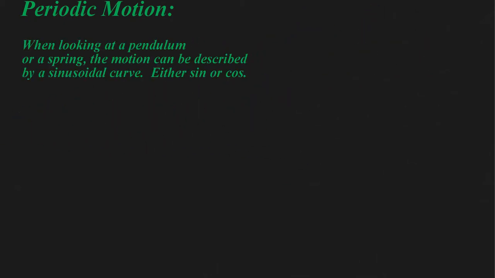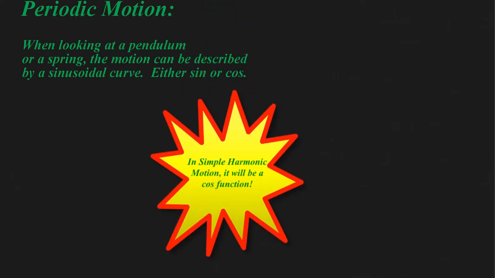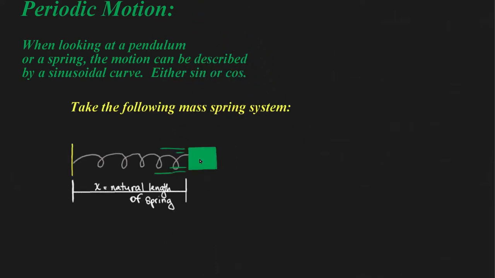If we were to look at a pendulum or spring, we can describe the motion by a sinusoidal curve, cosine or sine, depending on where we begin our oscillation. Let's take a look at the following mass spring system.